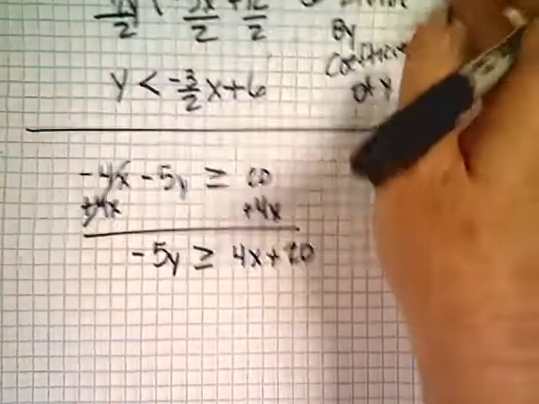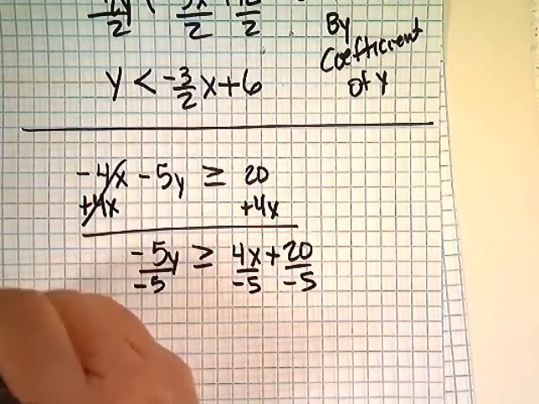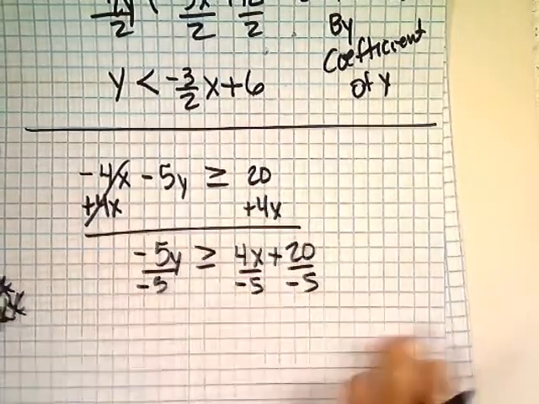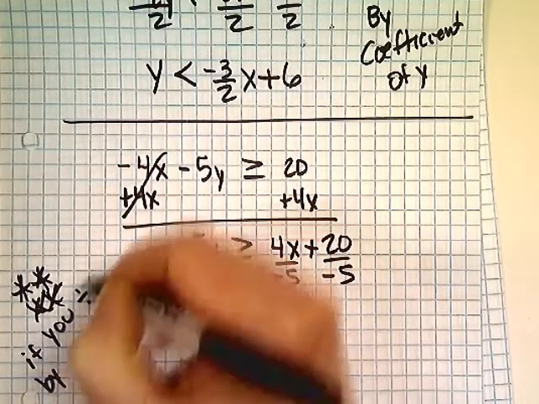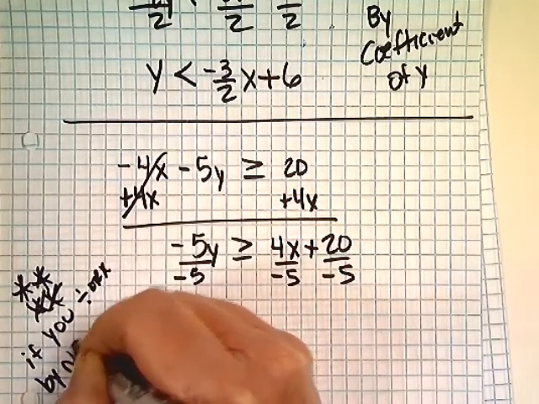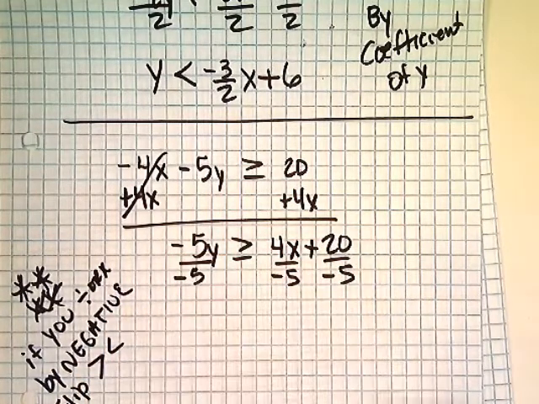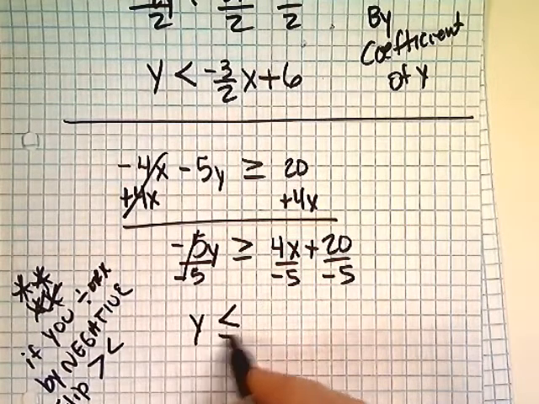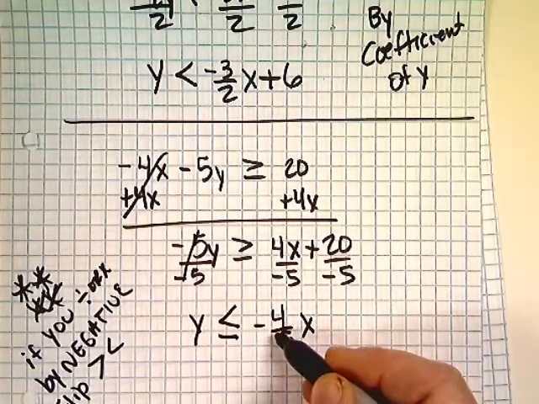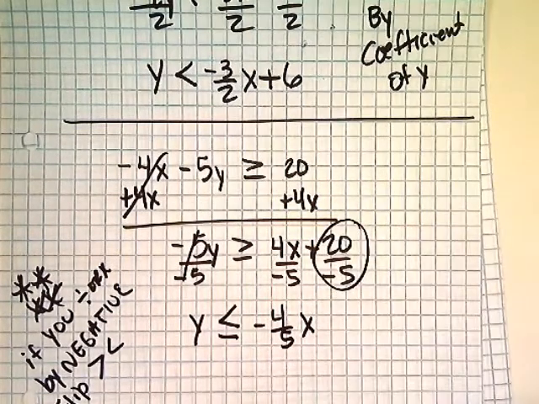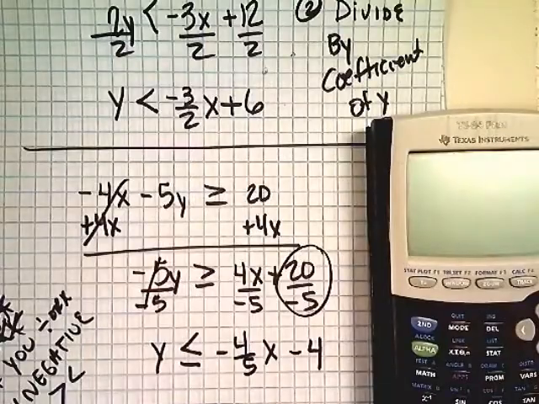Then you've got to divide by the coefficient of y, and this time it's a negative. Remember, when you divide by a negative or multiply, flip the inequality symbol. So this is going to be y less than or equal to negative 4/5 x. That negative can be in the top, bottom, or out front. This is going to turn out to be negative 4. So now you're ready to graph that one. You could put these in your calculator. Let me go over that with you real quick.